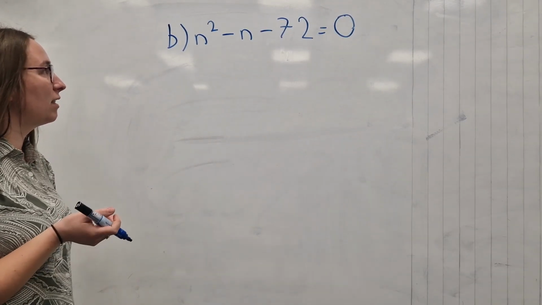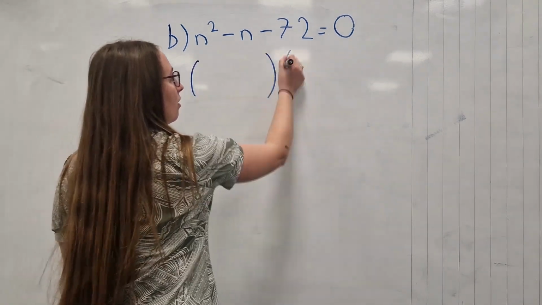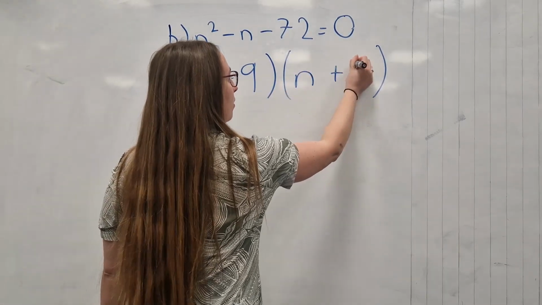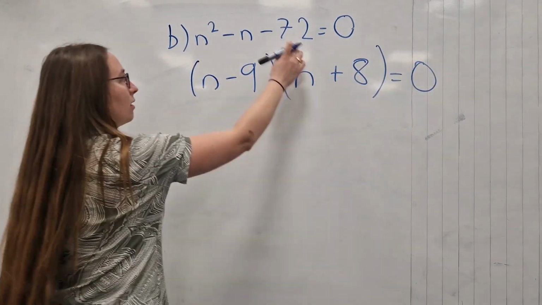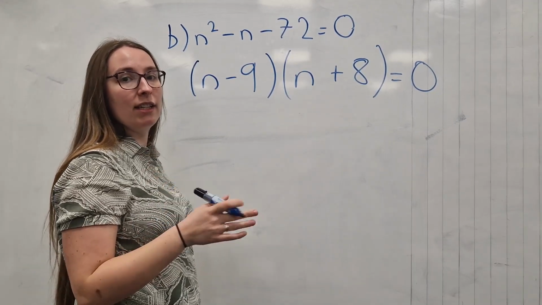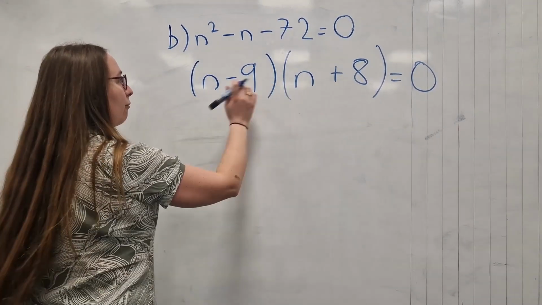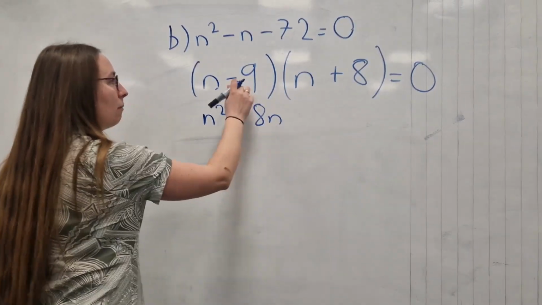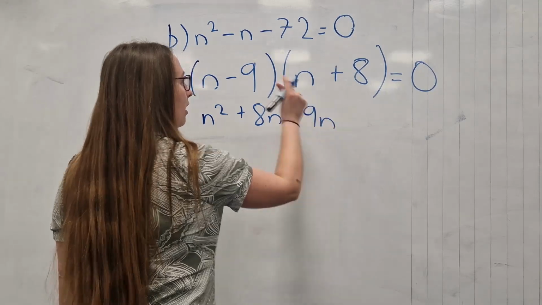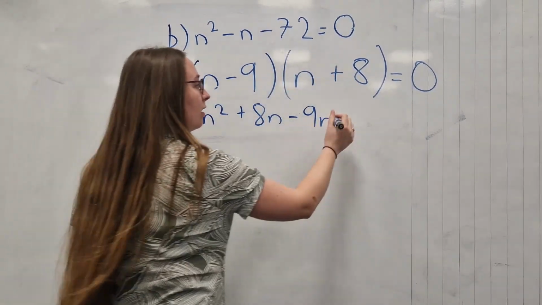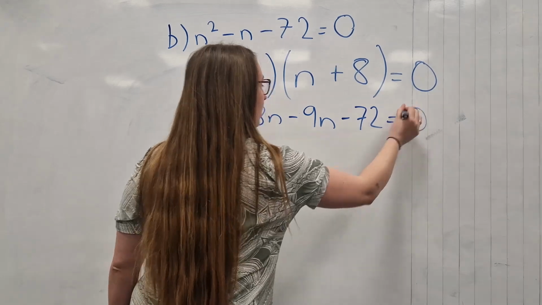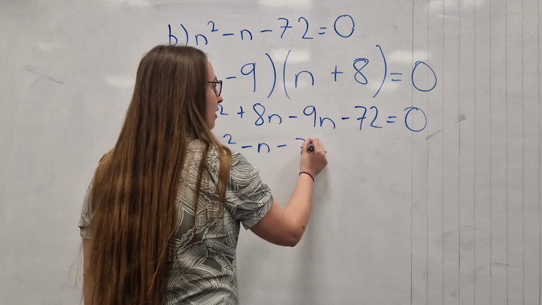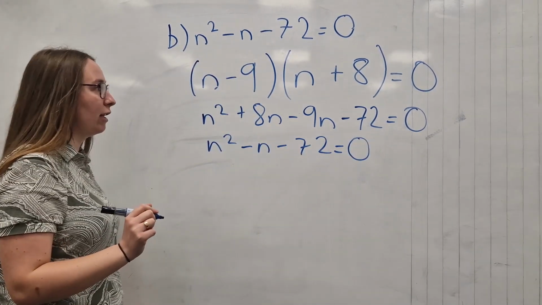So if we think about the factors of 72, it turns out that if we make n minus 9 and n plus 8, this will give us our answer. And the best way that you can check this is just expanding your bracket out again. So here, we've got n times n, which is n squared, n times 8, which is plus 8n, minus 9 times n is minus 9n, and then minus 9 times positive 8 is negative 72. Then we collect these terms up, we've got n squared minus n minus 72 equals 0. So we know that it's definitely correct.